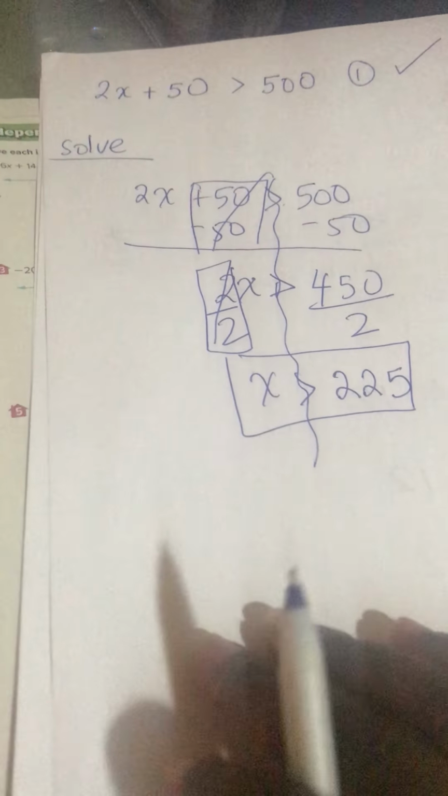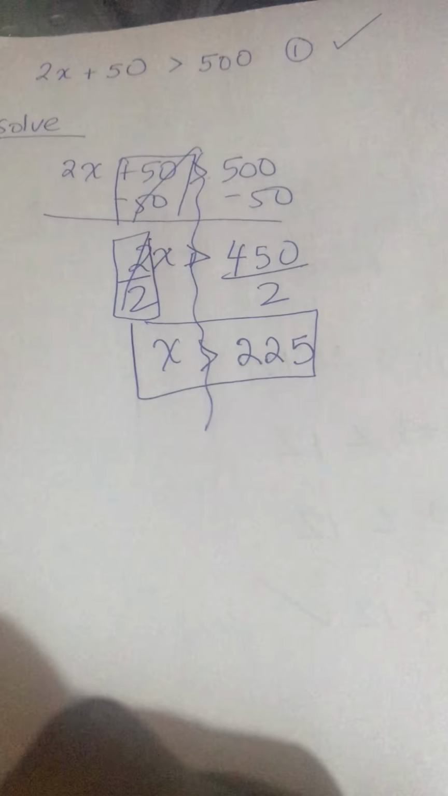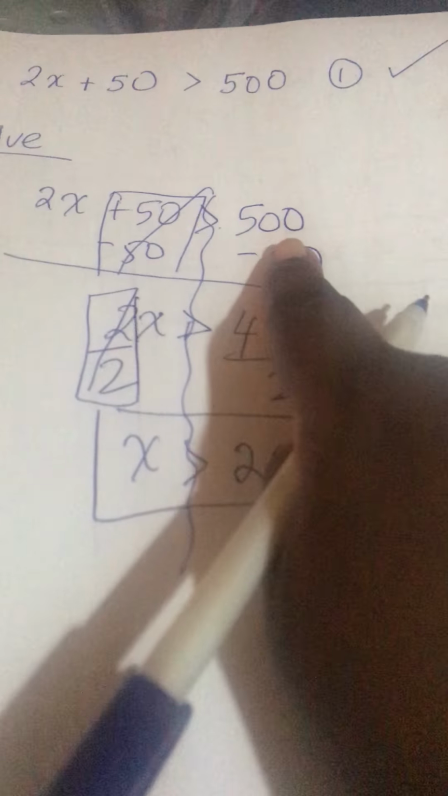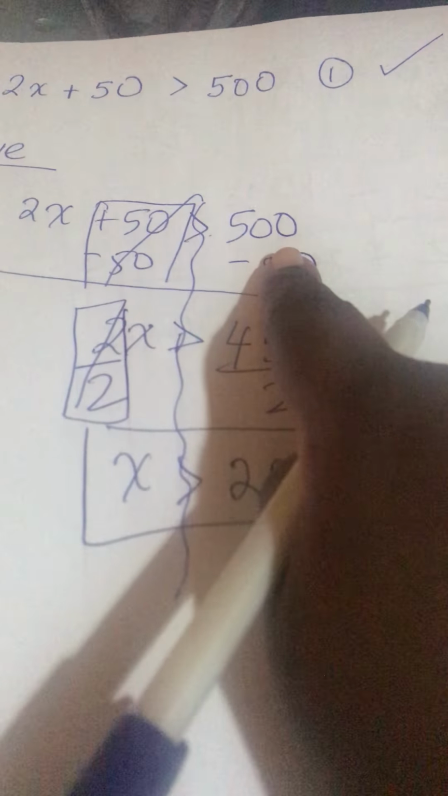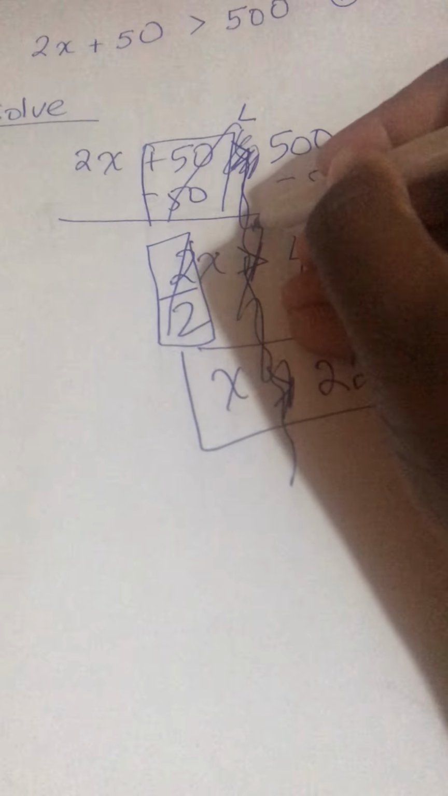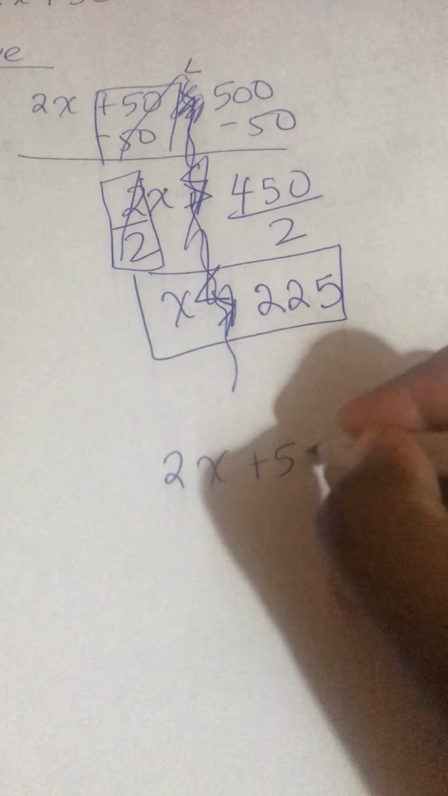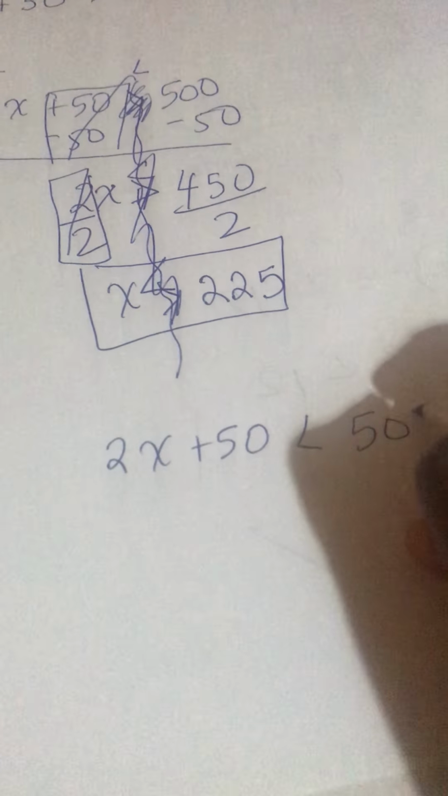Now let us check. We don't want to spend more than. Does not want to spend more than. Oh, see? I didn't read correctly. So this is wrong. You have to put the less than. We have to spend less than. Okay? Let me write it correctly. 2x plus 50 should be less than 500.